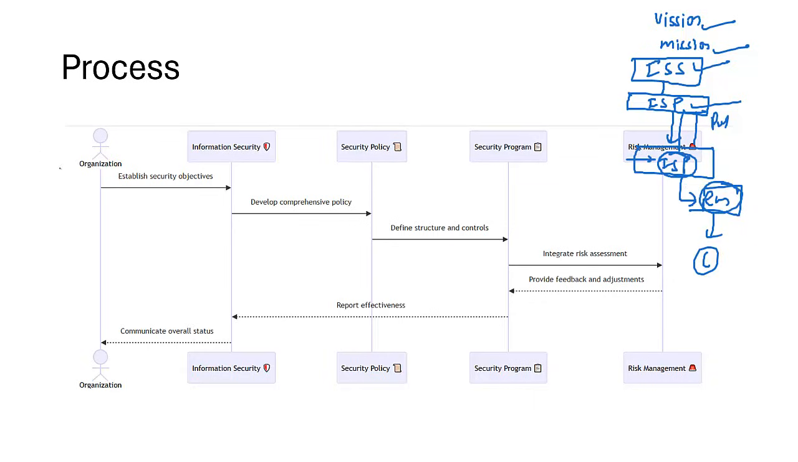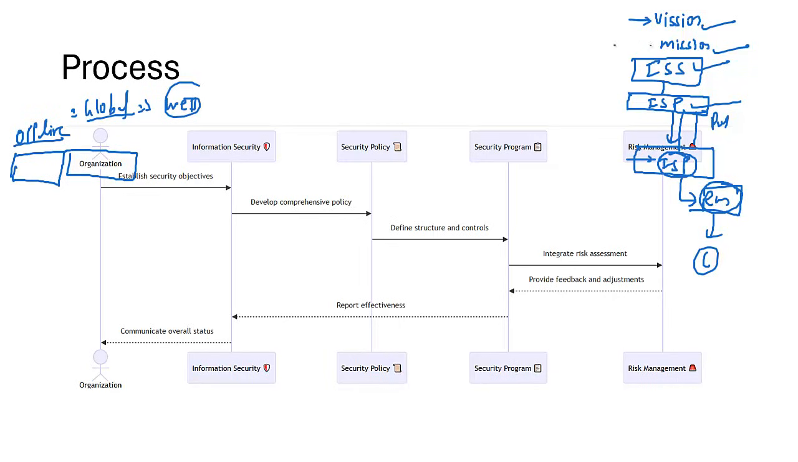And you can see here, the organization has an objective. The organization has decided where they want to go. Right now the organization is doing a lot of offline business, but now they want to go global, and that is only possible when they do all the business with the help of a website. So the vision of the company is to provide digital services and sustainability, and the mission is what we set for the internal stakeholders.